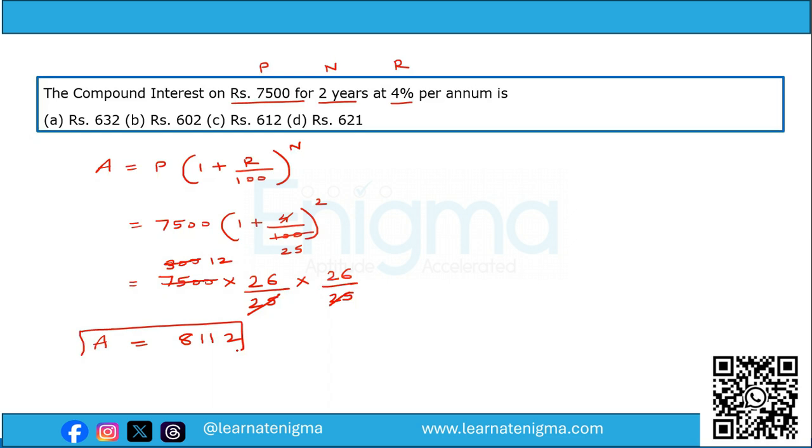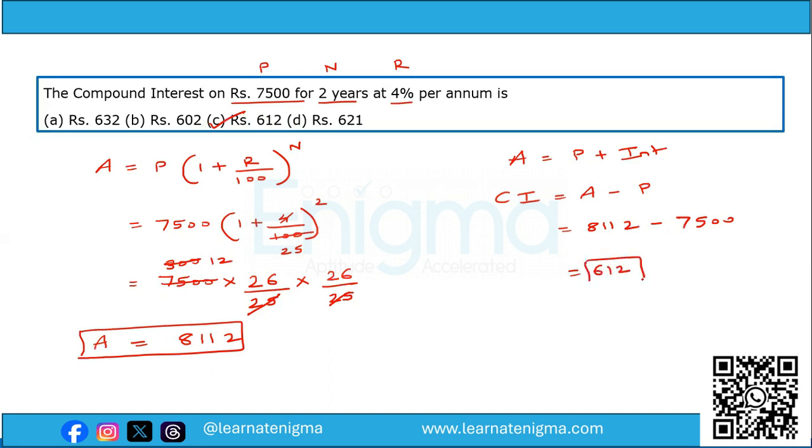Now the question asked is, what is the compound interest? Now we know amount is equal to principal plus interest, that is, in this case, compound interest. So compound interest will be amount minus principal. Amount is 8112, and principal is 7,500. So if we subtract this, we get the answer as 612. So that will be our answer, option C.